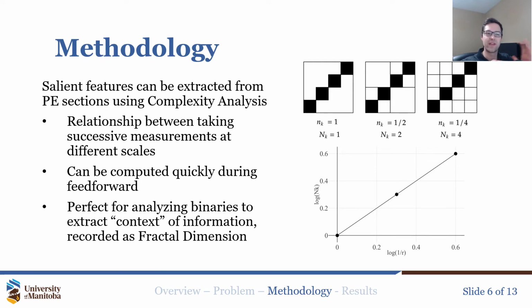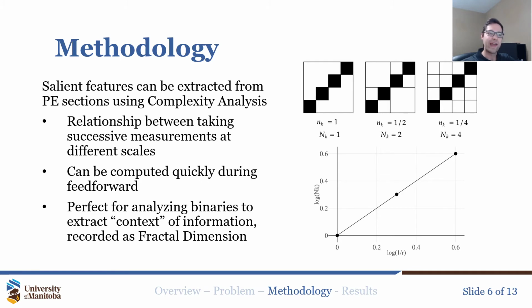So if we were to take a relationship of the log-log plot between 1 over the resolution that you're looking at, and on the other side of the log plot, the number of occurrences in that measurement, what you'll see is that there's a linear relationship. And one of the benefits of using this is that it's a very powerful technique, even for very complicated images like a malicious binary, and it can be computed very quickly during the feed-forward propagation and for prediction, of course. And that's very important because our techniques need to be online for that reason.